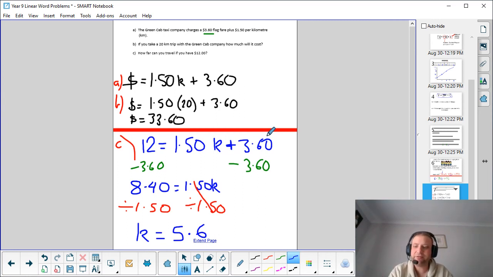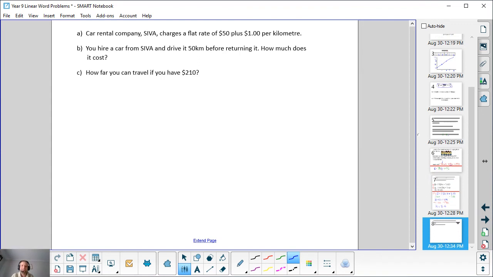And look, you're partway through your worksheet for the day. This is the last one we'll do together. Play along if you want, and then you can go and do the rest of it yourself. So we've got a car rental company, so pretty similar to before, to the taxi. They charge us $50 for renting their car, plus we have to pay $1 per kilometer.